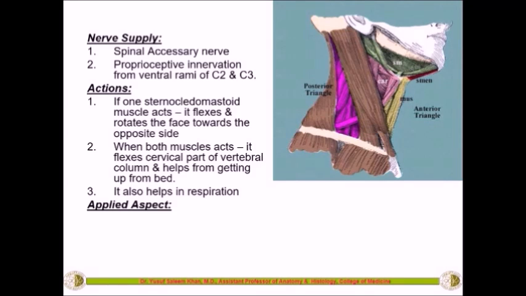Coming to the applied aspect, when the nerve is compressed, especially the spinal accessory nerve, which supplies the sternocleidomastoid, it leads to a condition called wry neck.